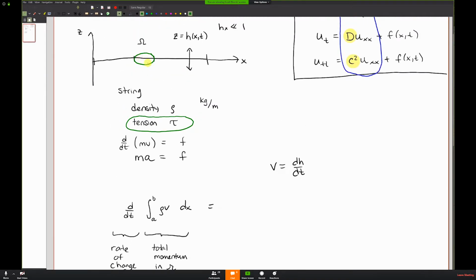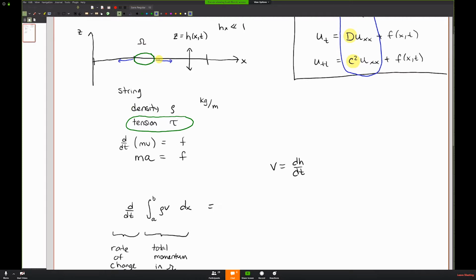So we're treating this little piece of string, omega, as a unit. And as far as this unit is concerned, it feels stretched in two opposite directions, right? On this side, it feels stretched in that direction, and on this side, it's being pulled in this direction. And so what we need to do is add those two forces together. But we need to be really careful when we do that.